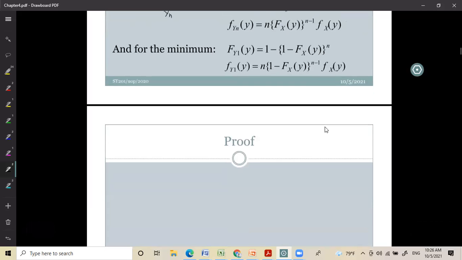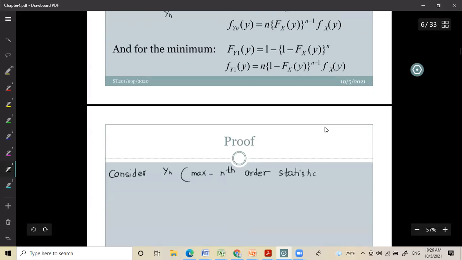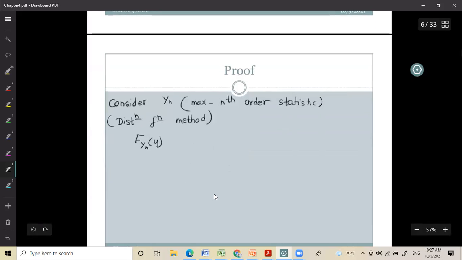So let's start with the maximum. So Yn is the max, or you can say the nth order statistic. We are using the distribution function method. That means we start with capital F_Yn(y). That is the CDF. So let's start with the definition of the CDF.